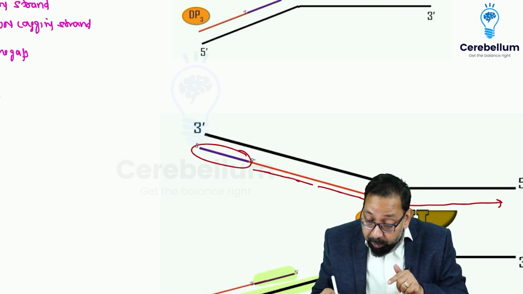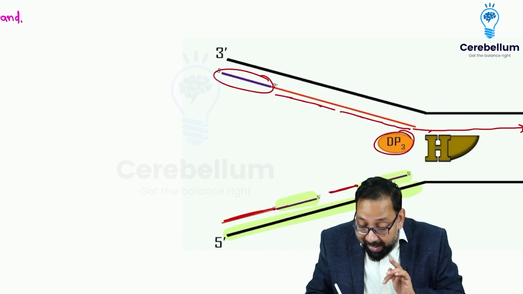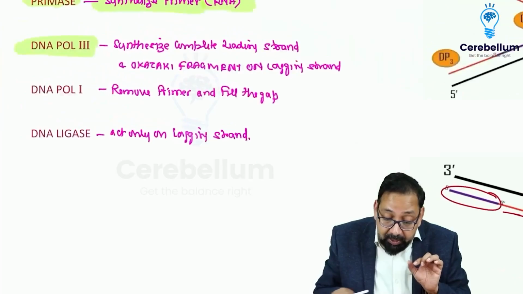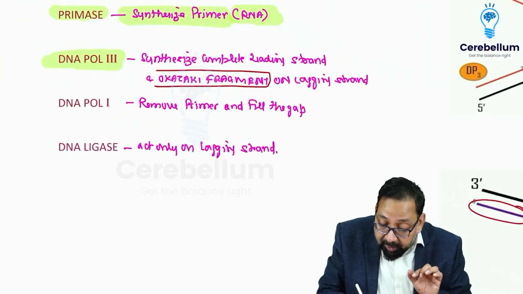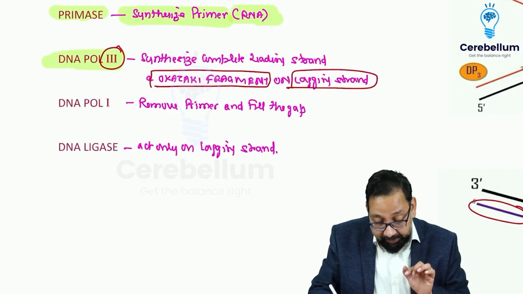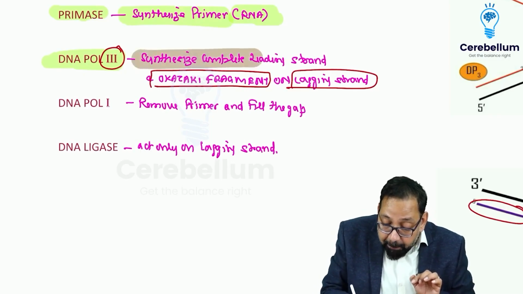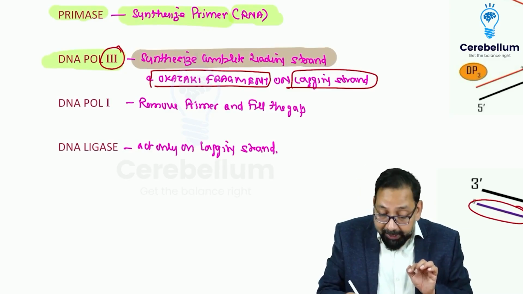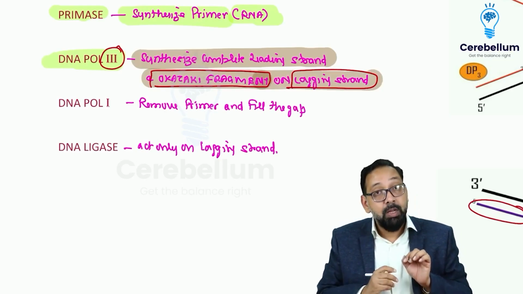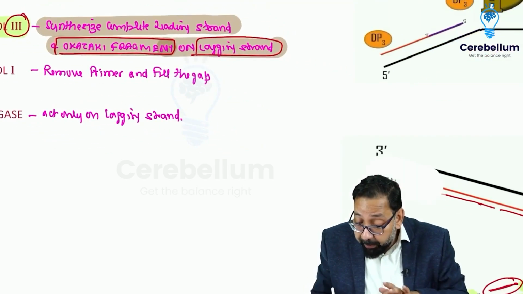The same DNA polymerase 3 synthesizes small fragments on the lagging strand. These small fragments are called Okazaki fragments. So a question is asked that Okazaki fragments are synthesized by which enzyme and on which strand: they are synthesized by DNA polymerase 3 on the lagging strand. So I can say that DNA polymerase 3 synthesizes the complete leading strand continuously and small fragments known as Okazaki fragments on the lagging strand.